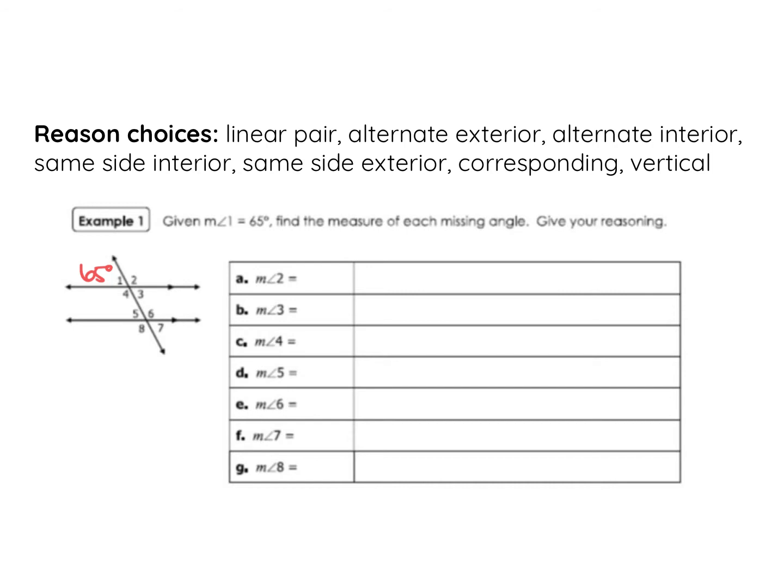Okay. So if it were me, I would start with the angles that I know to be congruent. So let's highlight those in red. Okay. 1 and 3, those are vertical angles. And so vertical angles are always congruent. So we know 3 has to be 65 because it's a vertical angle with angle 1. Okay. Another angle pair, I could say 1 and 7. Those have to be the same because those are alternate exterior angles.